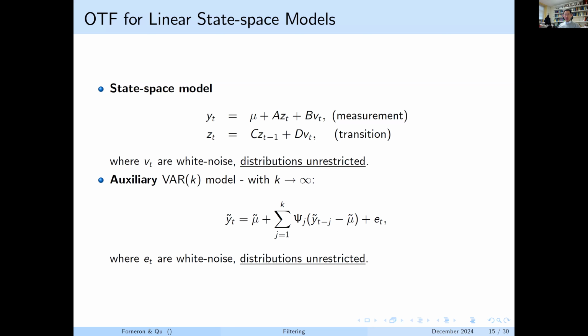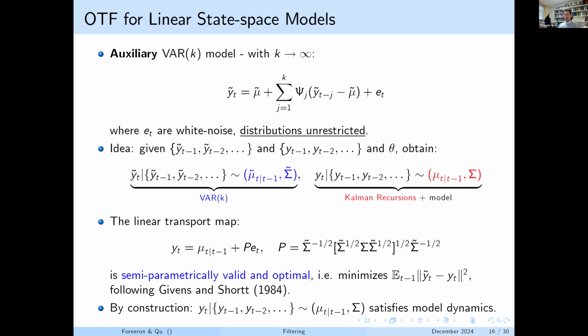For the auxiliary model, we'll be working with a VAR of order k. Here it is intended to be an approximation to an infinite order vector autoregression. So in that sense, we are looking at a semi-parametric setting where we are using the VAR as a sieve approximation to a more general data generating process. As in the state space model, here the errors are white noise, and we do not impose distributional assumptions on this error term either.